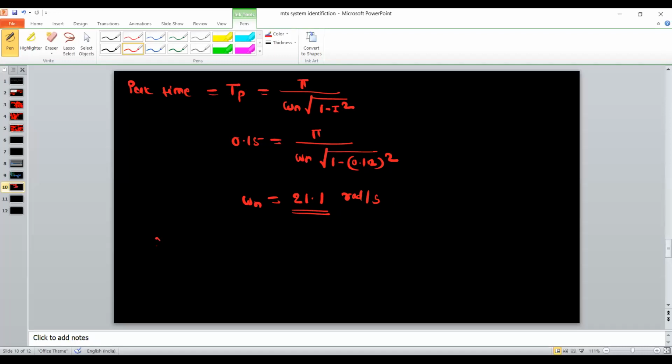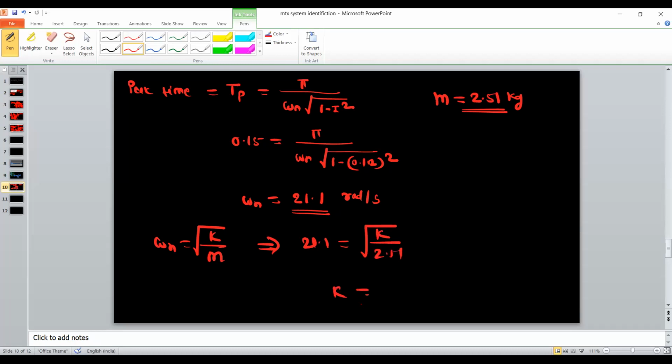Okay. Now from omega n, we can find out the k value. As mass for the system is given, that is equal to 2.51 kg. So omega n, this is equal to 21.1, this is equal to square root k upon 2.51. So you will get the value of k. So k is equal to 1117 Newton per meter. Okay.